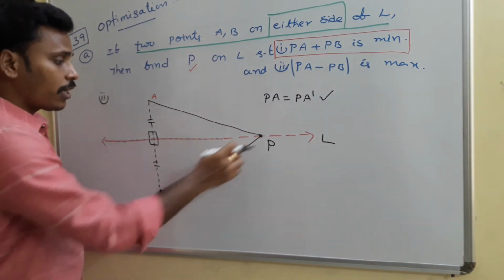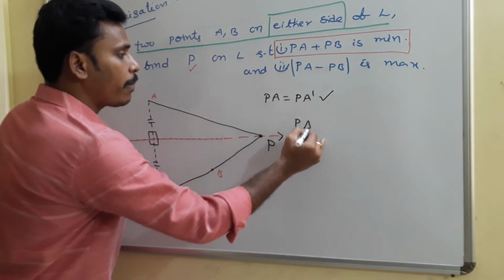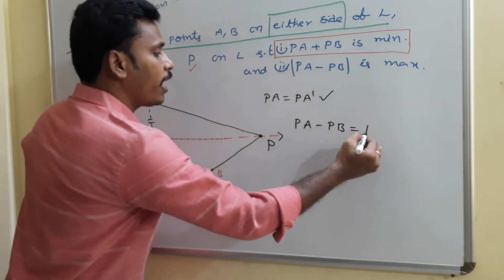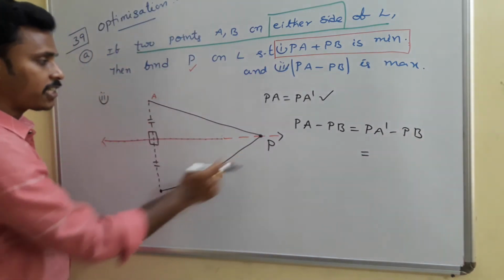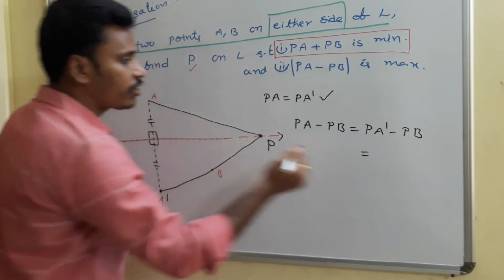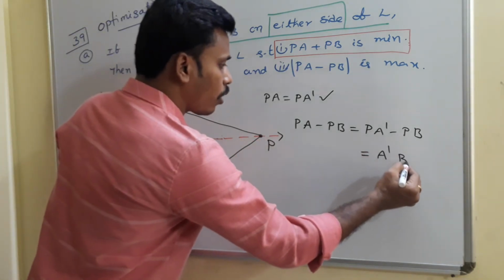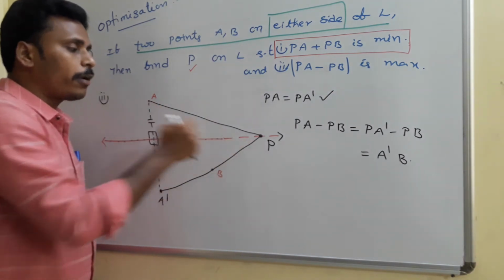And the next thing is, you need to identify PA dash minus PB. First of all, PA minus PB is equal to PA dash minus PB. PA dash is this total distance, PB is this distance, and this difference is equal to A dash B. See, directly I gave you the point P actually.